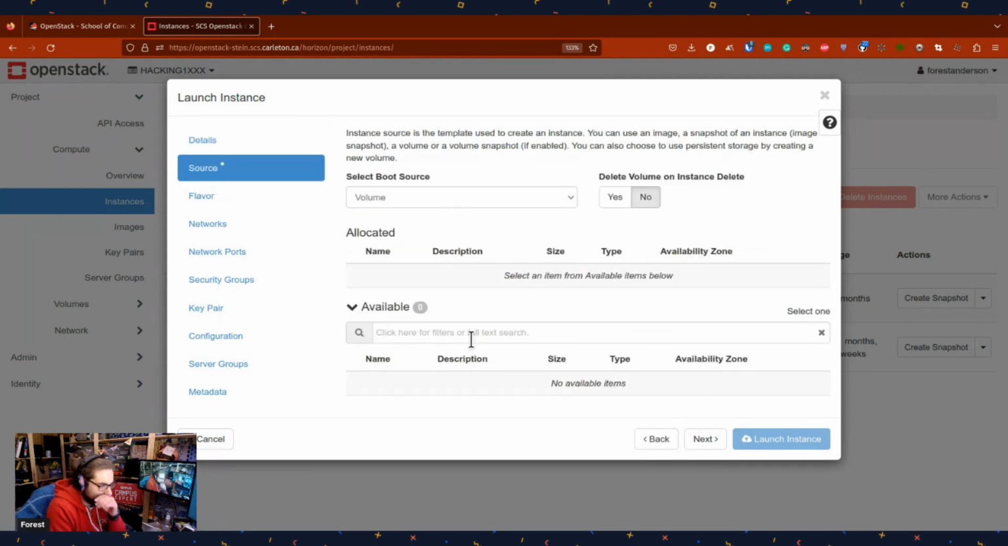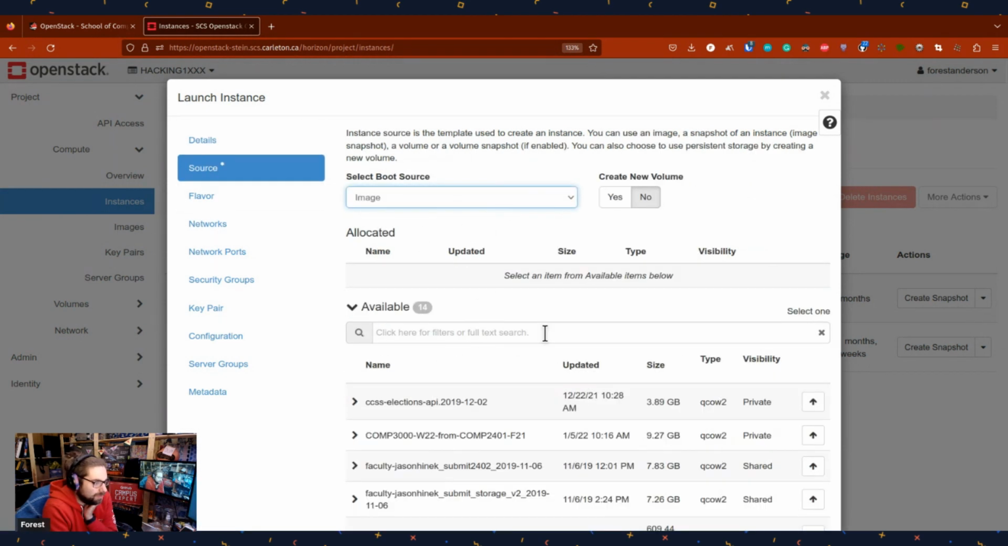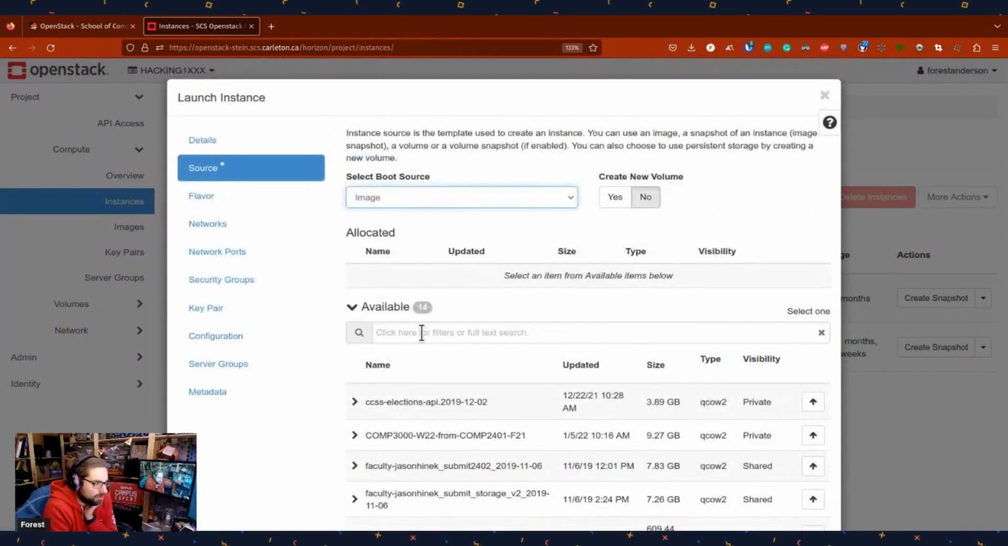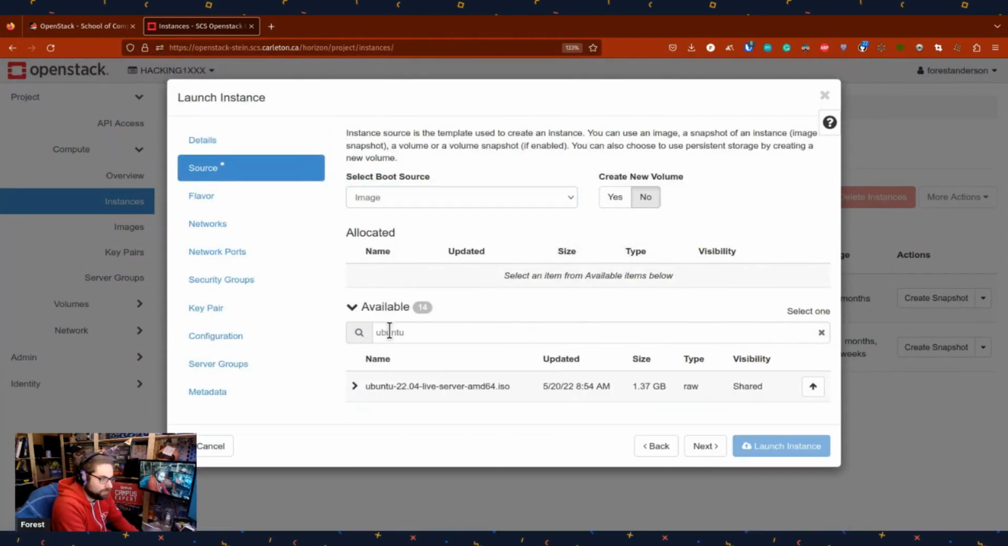Okay, so what do we need? We need an image to run on it. So we have lots of images here. Ubuntu Live Server. Is that what I want? I think, is it a snapshot?